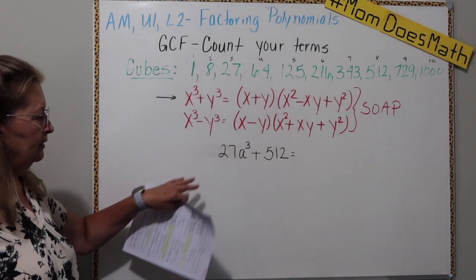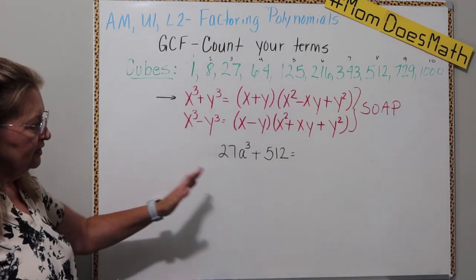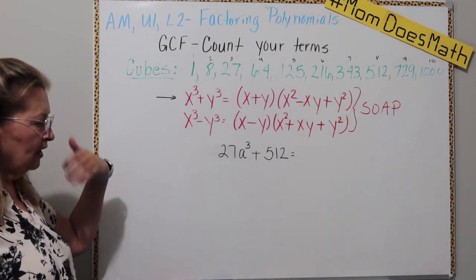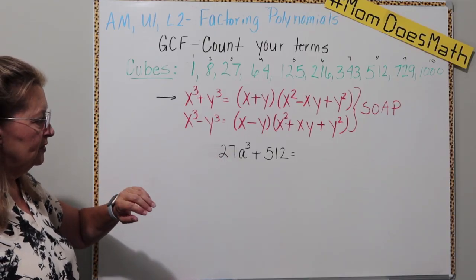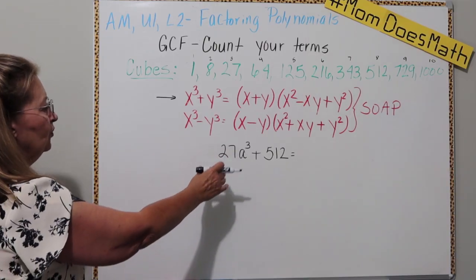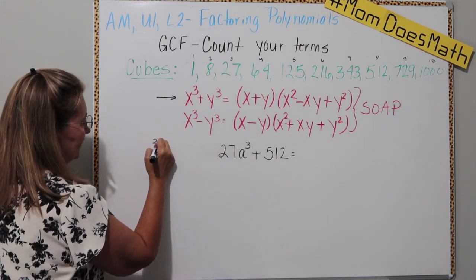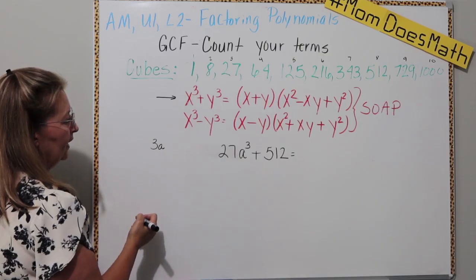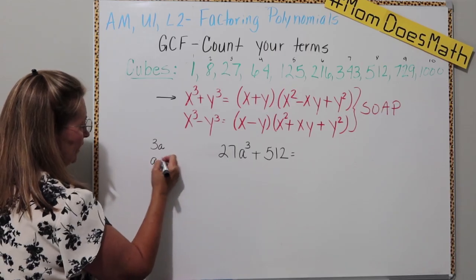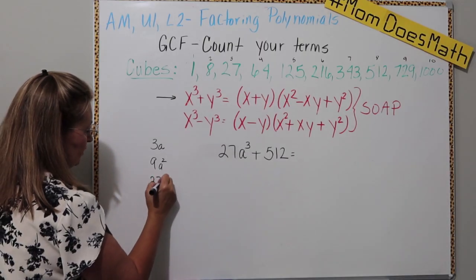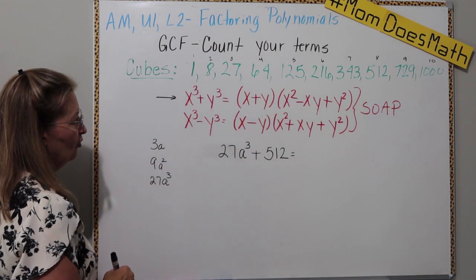Here's example 9. 27a to the third plus 512. So once again, there's no greatest common factor. I'm analyzing. I have 2 terms. They are perfect cubes. So I'm going to come over here. What's the cube root of 27a cubed? Well, that's 3a. And what is this squared now? 9a squared. And what is this cubed? 27a cubed. So that's what I'm going to need for the rest of my formula.